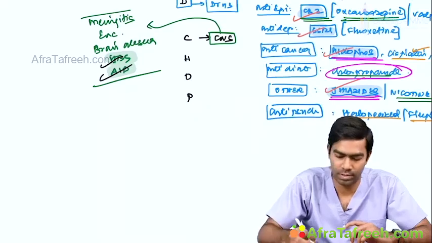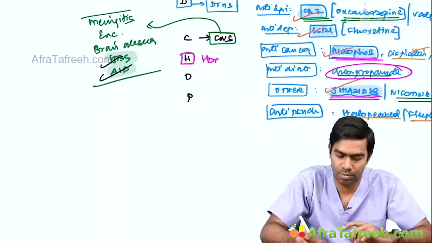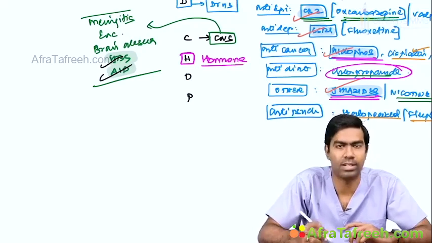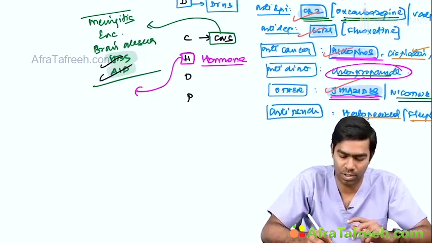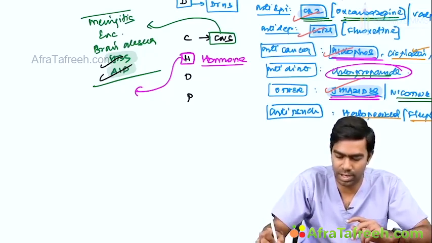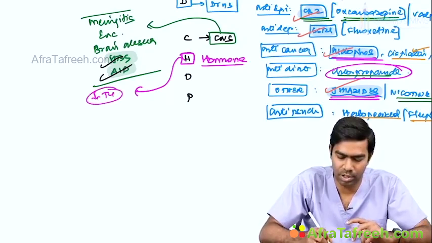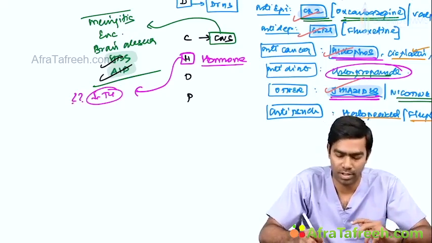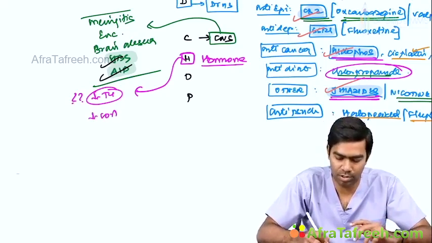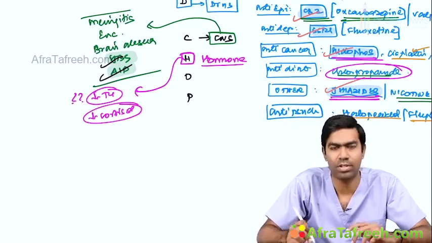Then H stands for hormone deficiencies, hormonal problems. What hormone problems can result in SIADH or mimic an SIADH-like picture? Two hormone deficiencies. One is thyroid hormone deficiency, that is hypothyroidism. In hypothyroidism, we don't know the mechanism; they mimic an SIADH-like picture. And second is hypocortisolism. Low cortisol can produce SIADH.